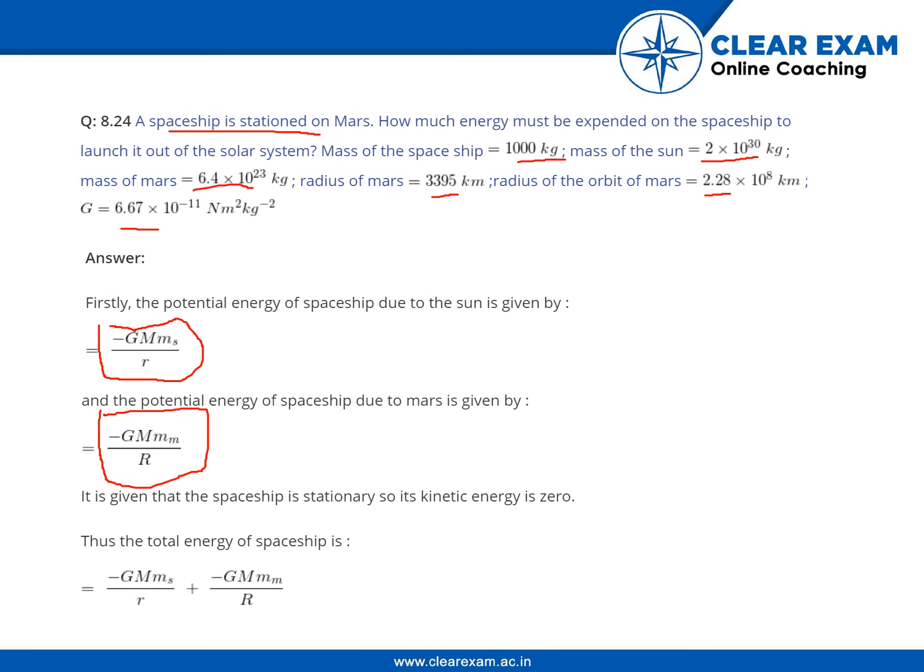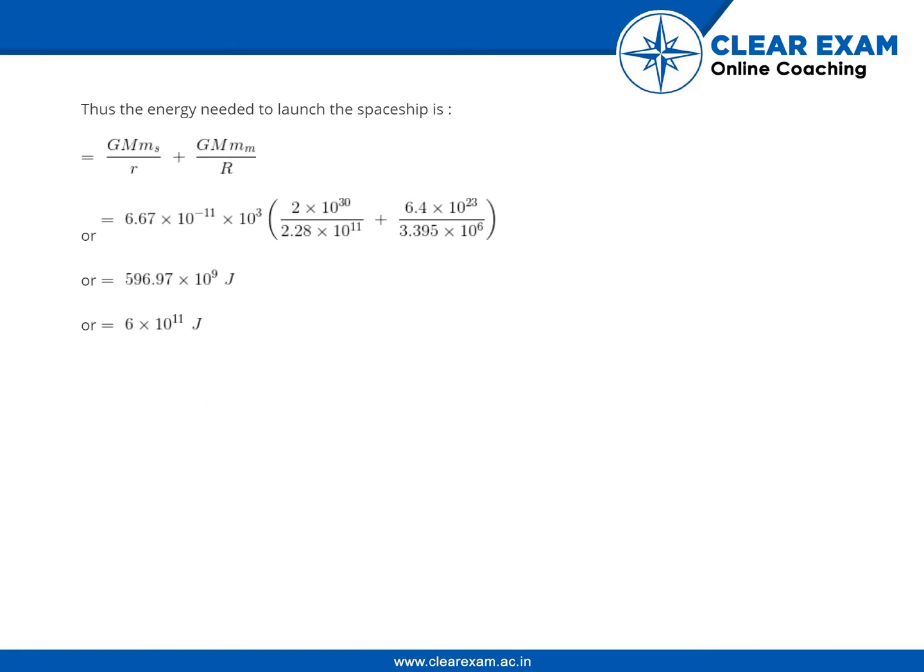It is given that the spaceship is stationary and also the kinetic energy is 0. So the total energy of the spaceship will be minus G m M_s by r plus minus G m M_m by r. Thus, the energy which is needed to launch the spaceship is the same magnitude, that is G m M_s by r plus G m M_m by r. So you can take G and m as constant and substitute the values.